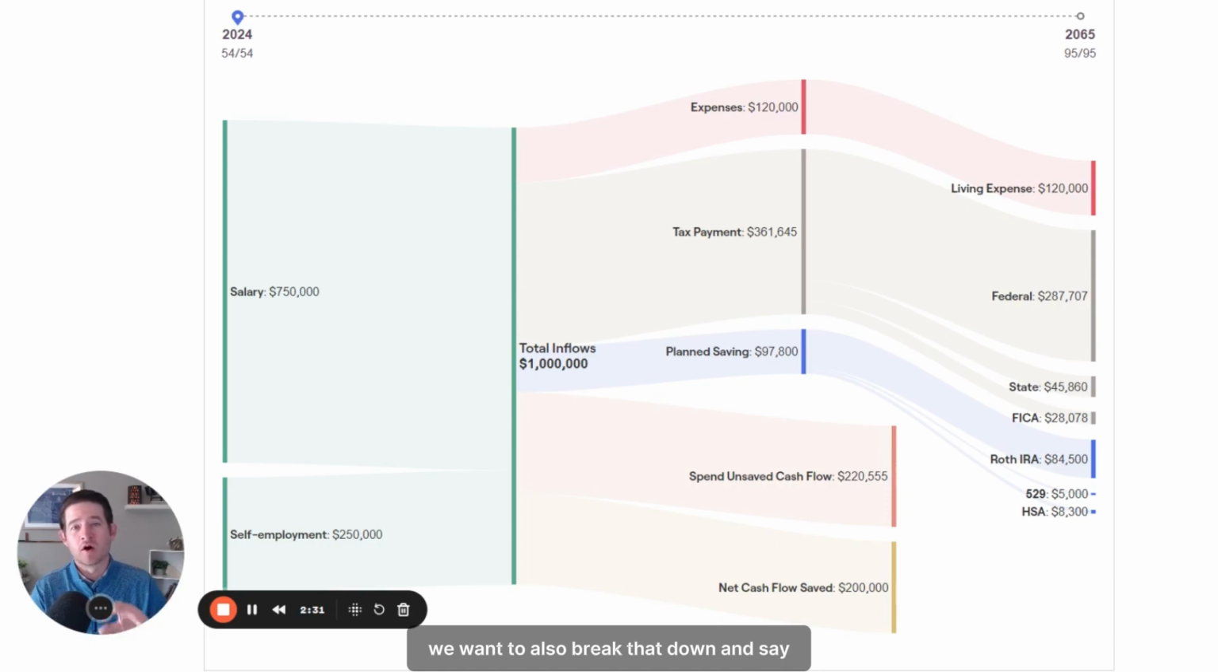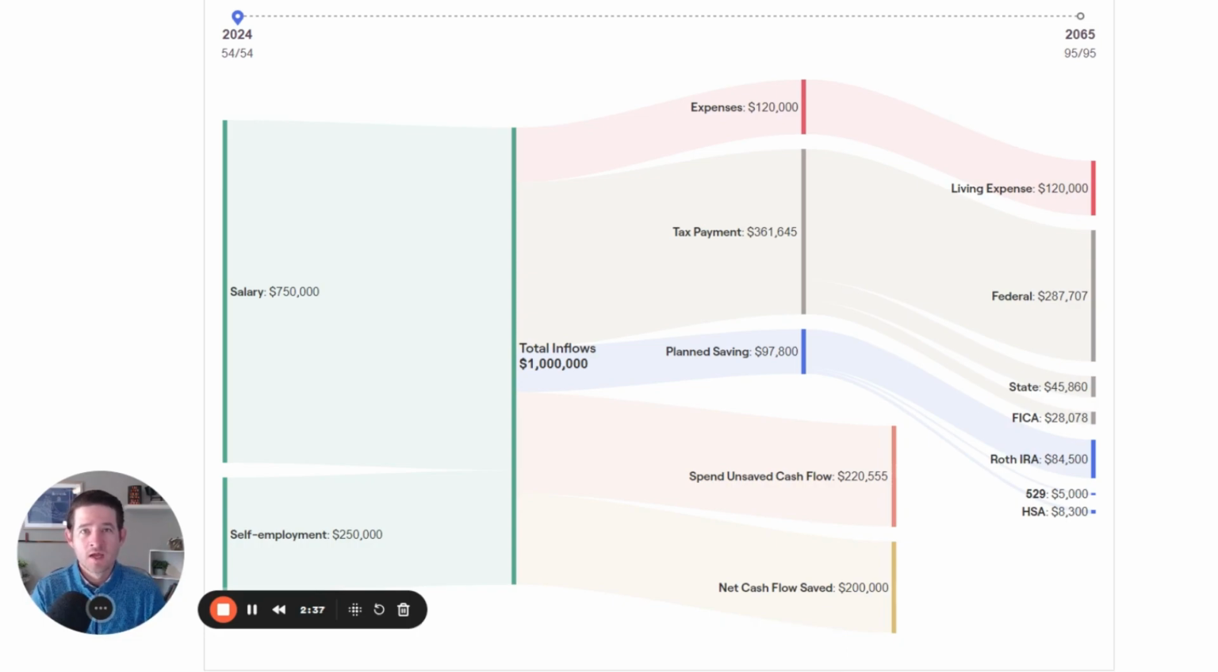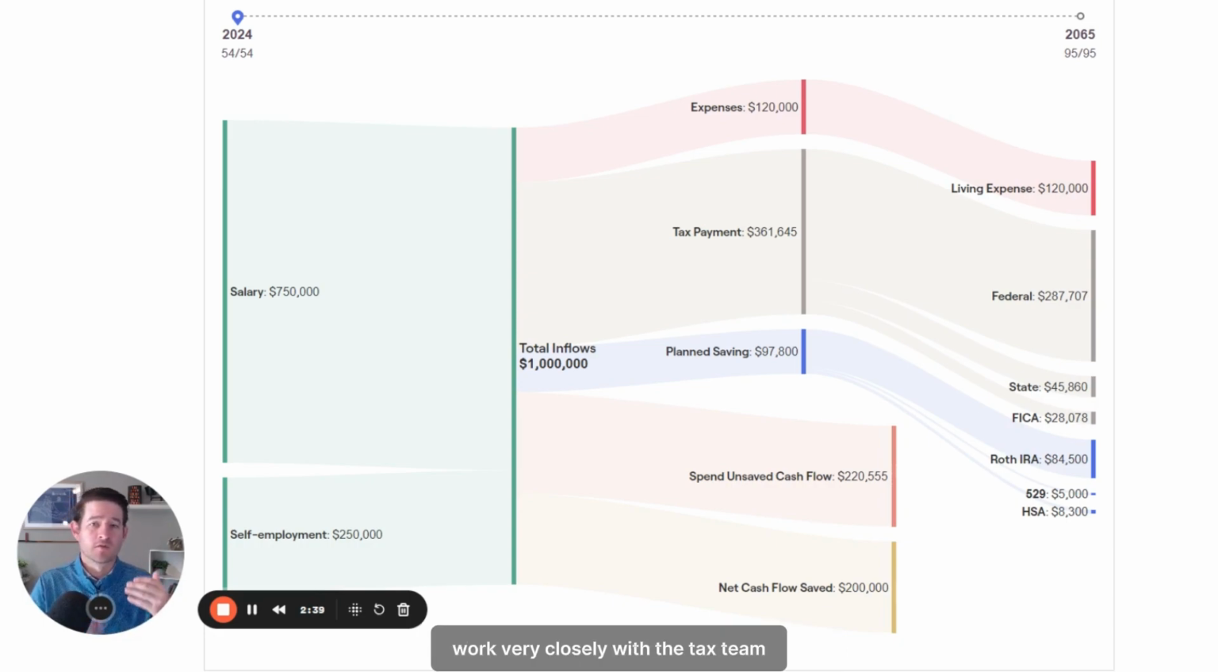And if you look, we want to also break that down and say, well, what does it look like from a federal perspective? What does it look like from a state perspective? This is very important to determine and work very closely with the tax team to ensure that we are, one, identifying what we think taxes are going to look like in the current year from an income perspective, and then two, making sure that our quarterly distributions are in line with our tax projection. So that's the first area we're always going to look at.